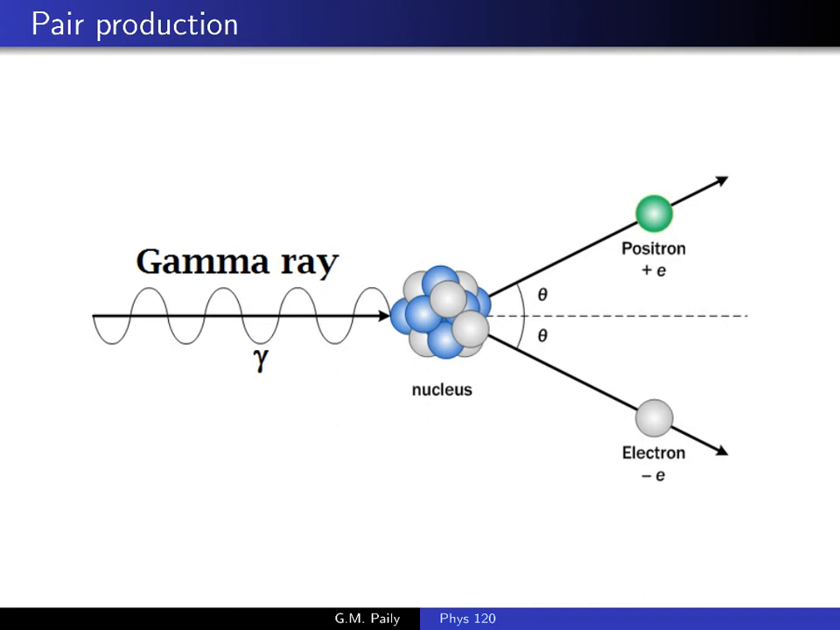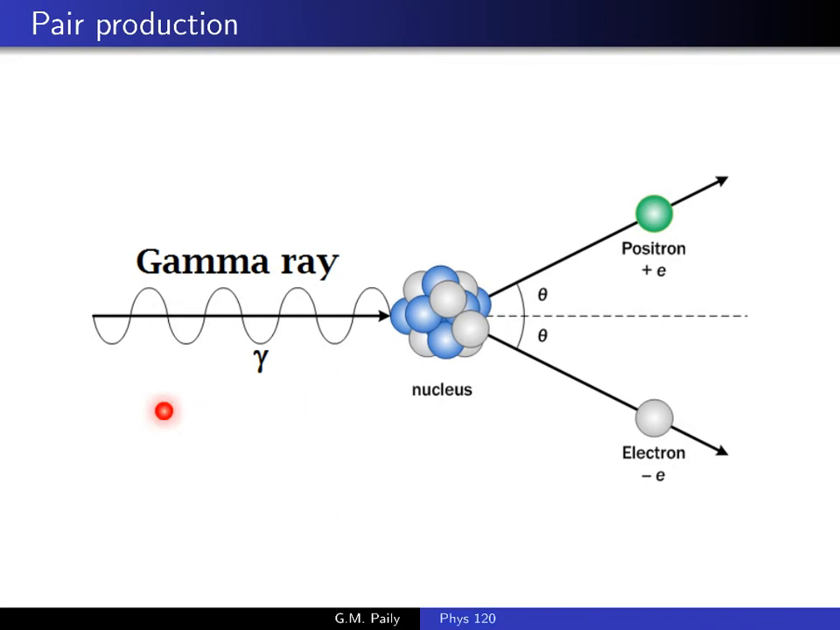This is an example of Einstein's famous relationship E equals mc squared. Here we have energy in the form of a gamma ray being converted into mass, an electron and a positron. What role does the nucleus play then? It's important to understand the electron and the positron do not come from the nucleus. They were created from the gamma ray.